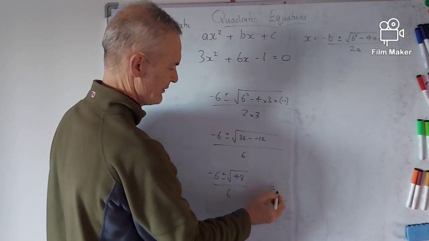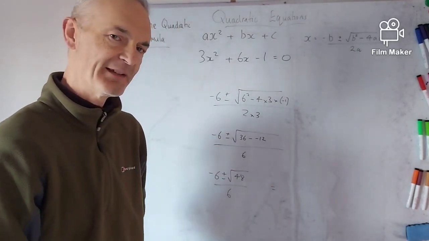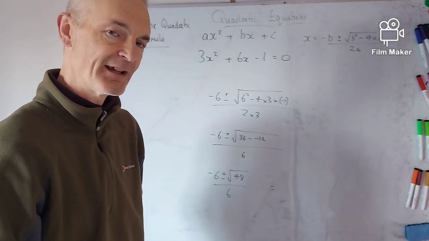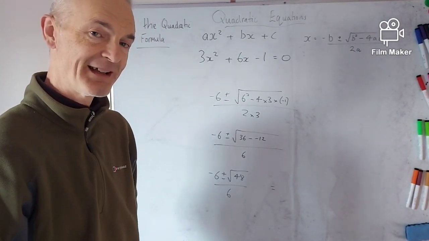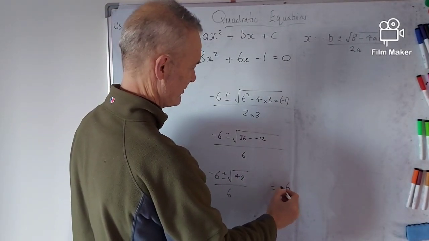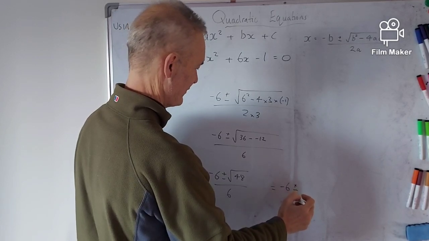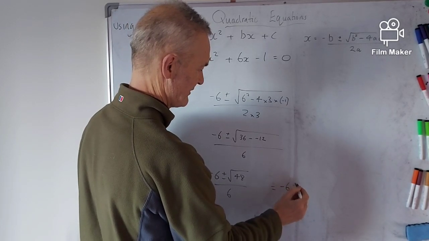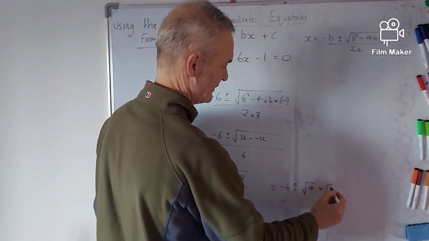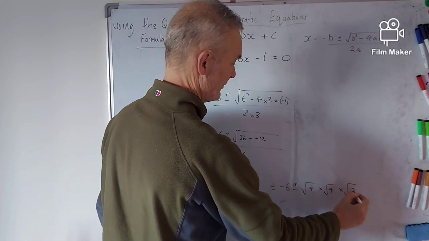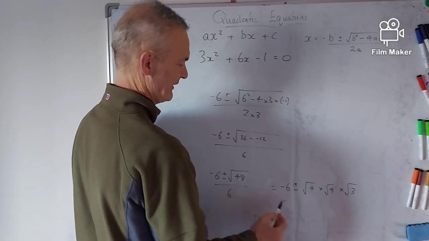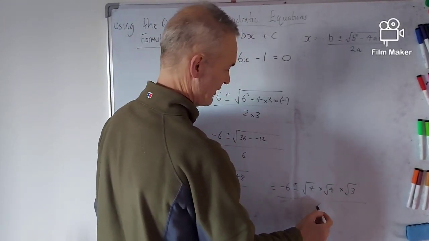Now, hopefully you know how to manipulate surds. I will be doing some videos on this in the future, but I'm going to assume that you do know that at this present time. So this, we could write as minus 6 plus or minus, we could write this 48 as root 4 times root 4 times root 3, because 4 times 4 is 16, times 3 is 48. And I'm going to put that over 6.